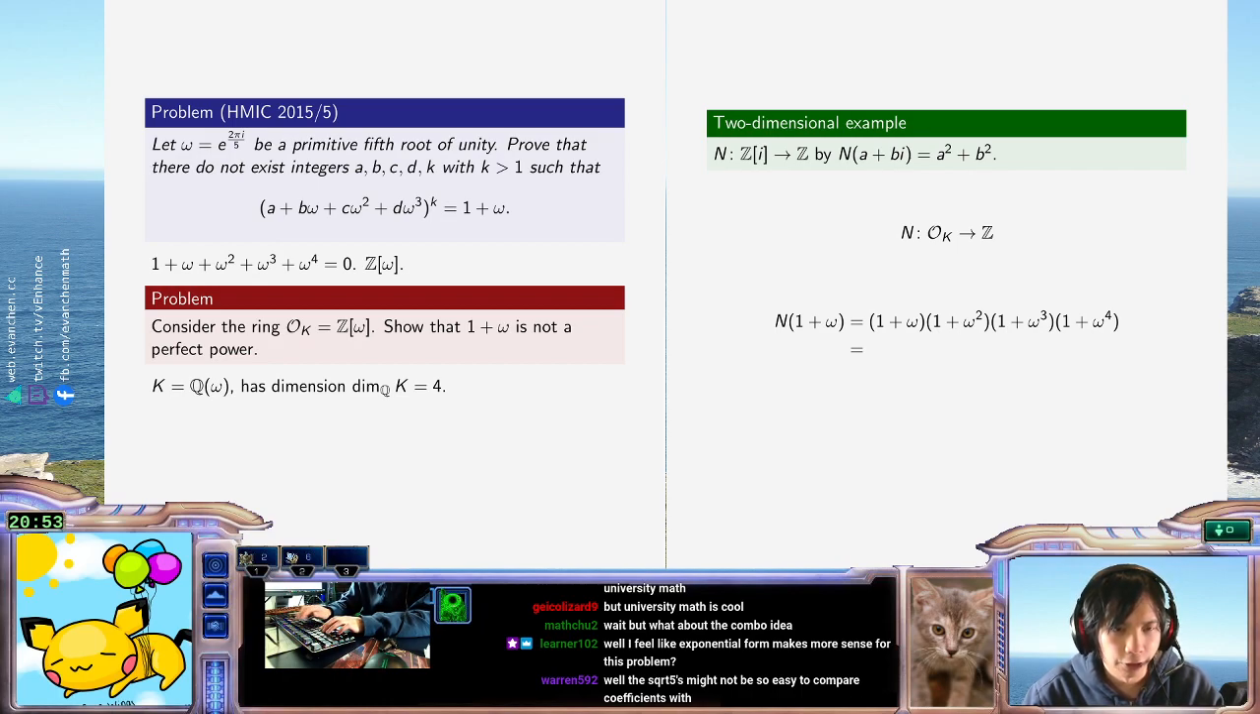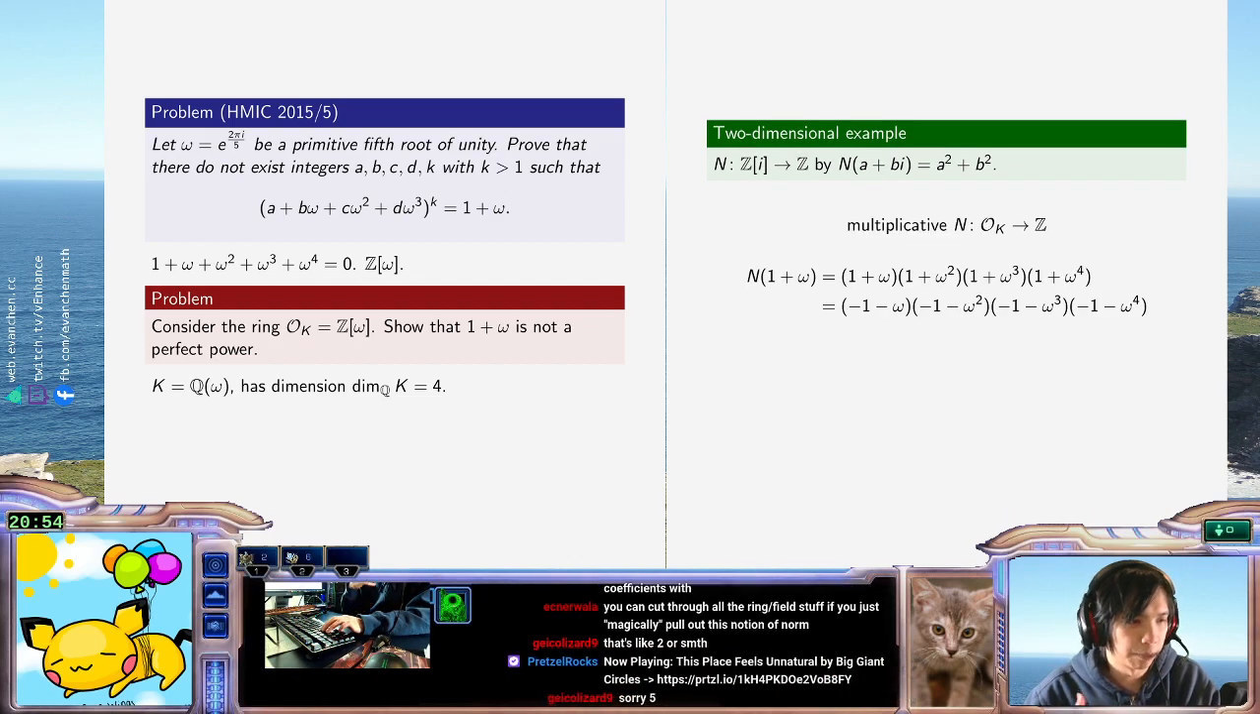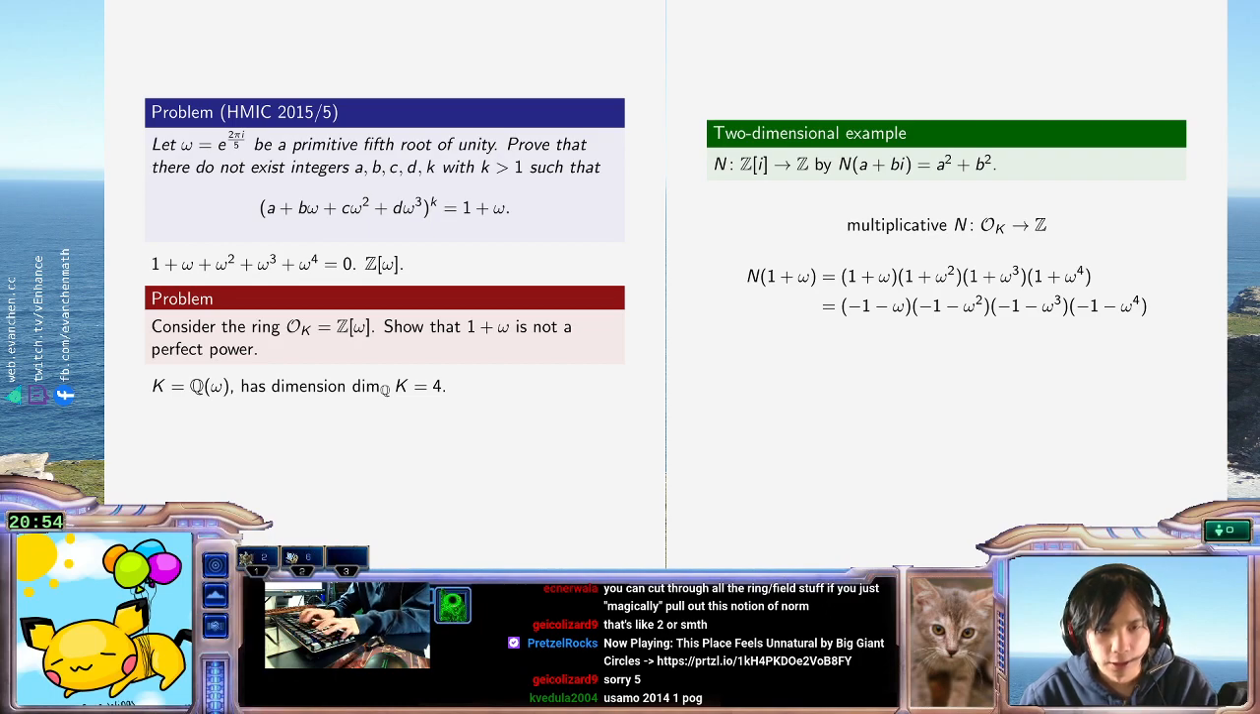So the way you do it is that it's minus 1 minus omega, minus 1 minus omega squared, minus 1 minus omega cubed, minus 1 minus omega to the 4th. So this is the result when I plug minus 1 into the 5th cyclotomic polynomial. And the 5th cyclotomic polynomial is x to the 4th plus x cubed plus x squared plus x plus 1. So this is equal to 1.